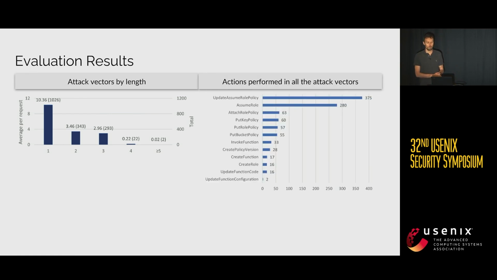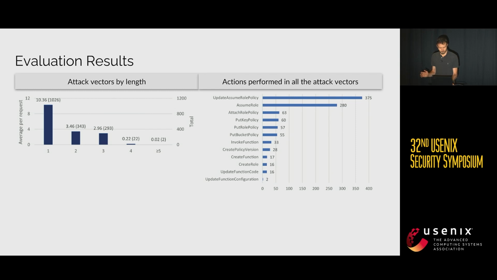And here is the breakdown of all the actions performed across all the attack vectors. We can see that some actions are remarkably common, and there are remarkably common patterns. For example, update assume role policy, where the attacker can change who can assume some maybe very privileged role, and then immediately afterwards assume it themselves. So update assume role policy is a heavyweight permission. Use it carefully in your IAM policies.